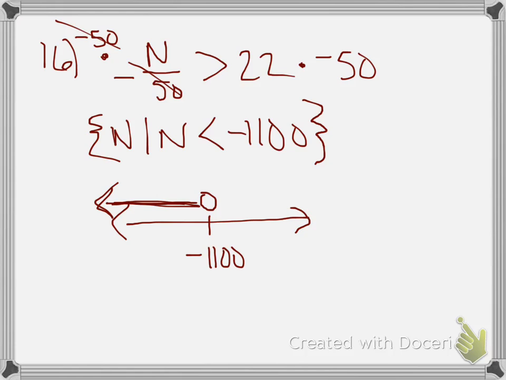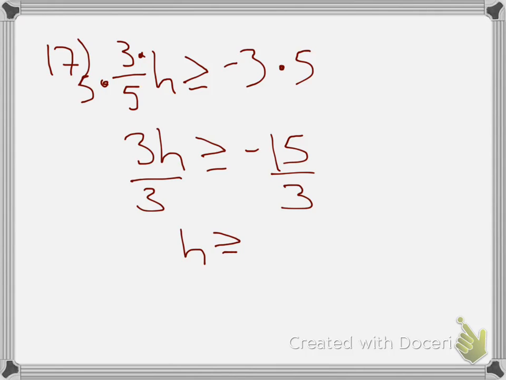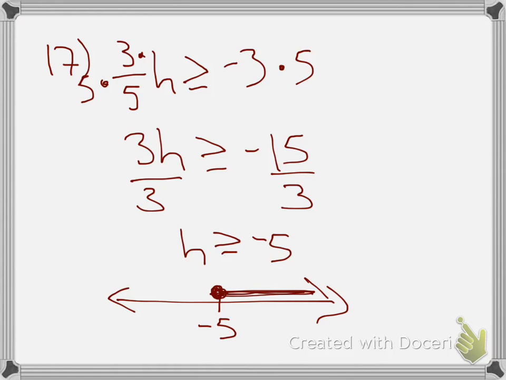The next one, number 17, I have 3 over 5h is greater than or equal to negative 3. I need to read that as 3 times h over 5, and then I can go times 5, 3 divided by 5, and now I've got 3 times h greater than or equal to negative 15, and then I can divide by 3 to get h greater than or equal to negative 5. Again, closed dot, shaded in the other direction, and there you go. So most of these should not be overly difficult.